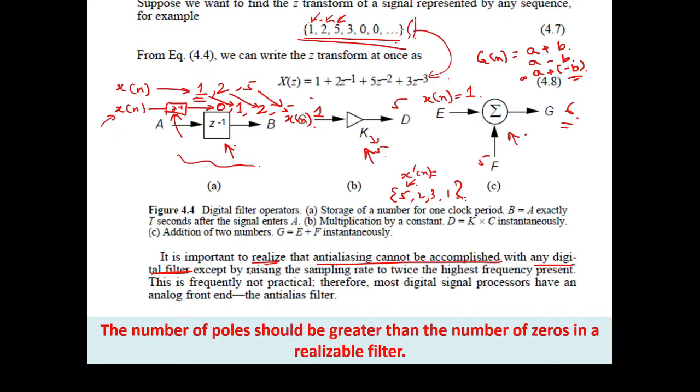We have to raise the sampling rate to twice the highest frequency present. This is the only step we need to follow to remove any aliasing. Aliasing cannot be removed through the digital filter. I also told you that before digitizing there is an anti-aliasing filter, which is basically a low pass filter that helps us in limiting the bandwidth of the signal.